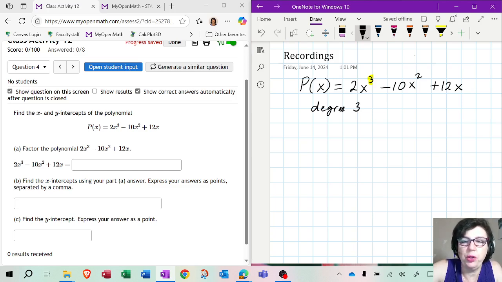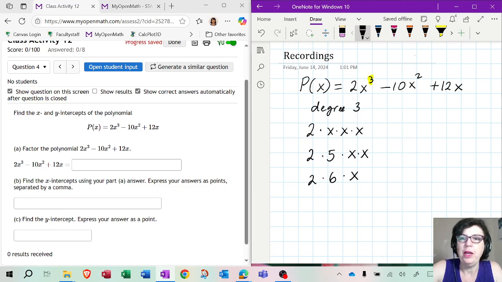So 2x cubed is the same thing as 2 times x times x times x. 10x squared is the same thing as 2 times 5 times x times x. And finally, 12x is 2 times 6 times x. So now if we look and see what they share, we obviously see that they share a 2, which we can pull out. And then they also share 1x. So looks like the GCF here is going to be 2x, which we can pull out.